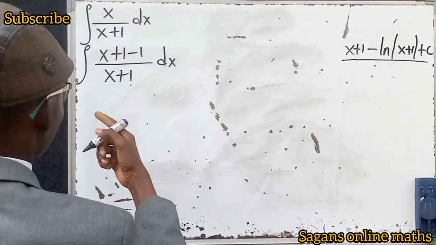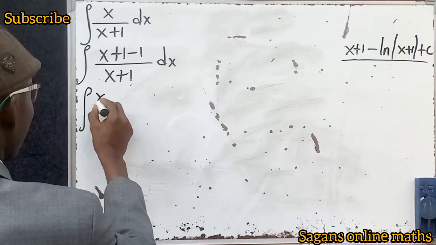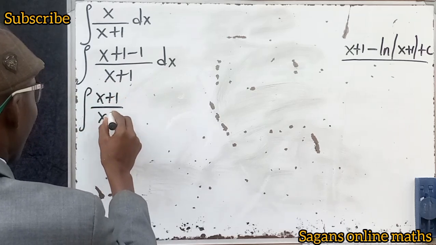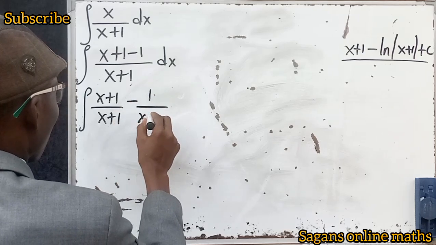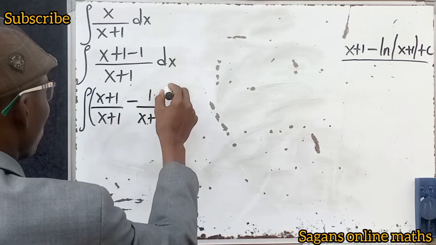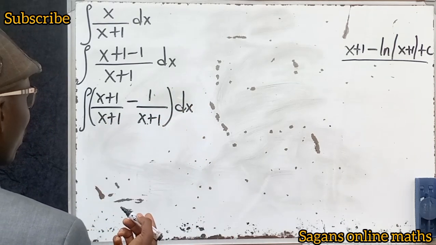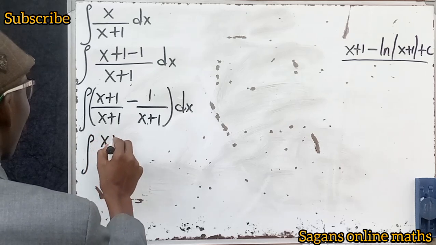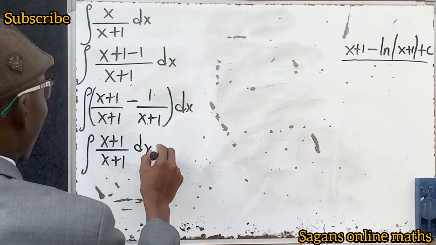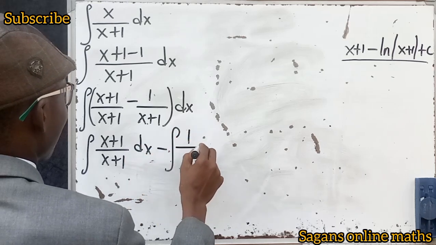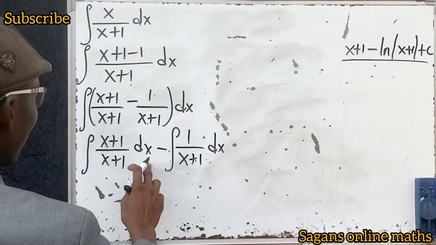Now I want you to understand something: here is x plus 1 minus 1, so I can write it as the integral of x plus 1 divided by x plus 1, minus 1 divided by x plus 1, integrating with respect to x. Wow, this is amazing. Now I can write something very interesting as the integral of x plus 1 divided by x plus 1 dx, minus the integral of 1 divided by x plus 1 dx.